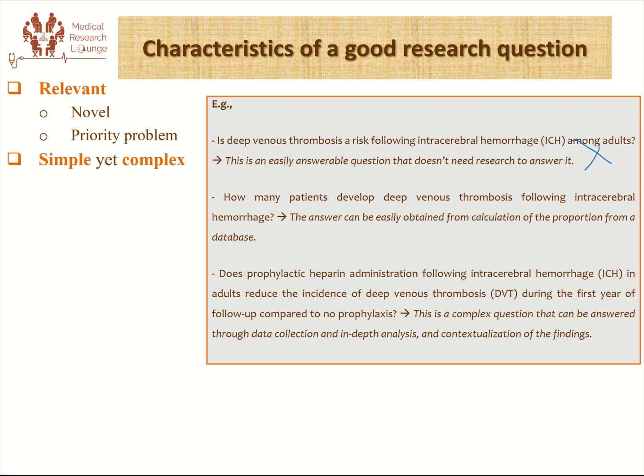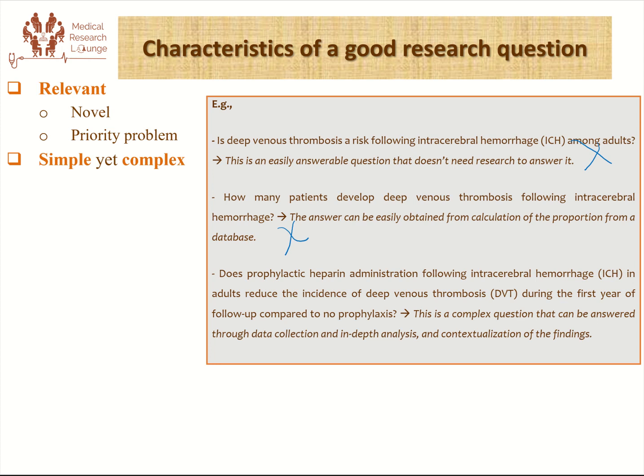If somebody asks how many patients develop DVT following ICH, well, this is something that we can easily answer by counting the number of patients with DVT and dividing them by the total number of ICH patients, so that we can get the proportion of patients who develop DVT. So again, this is something that can be easily calculated from our electronic database or even from the manual HMIS report system. So this is not something that we can call research and design a proposal and allocate resources and conduct. It's something that we can get an answer to right away.